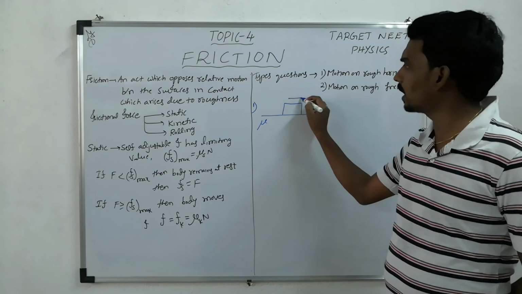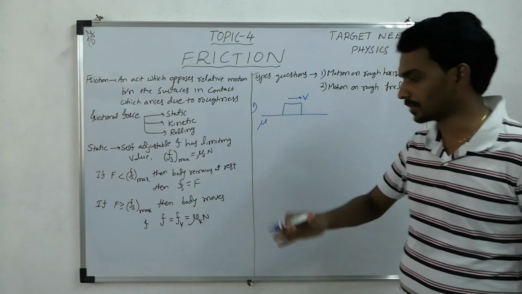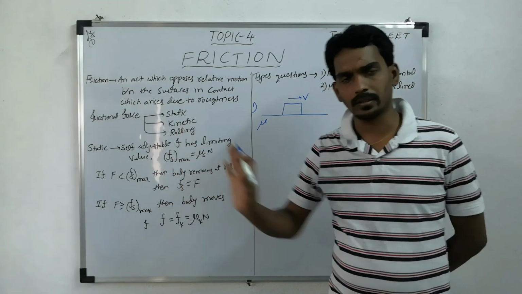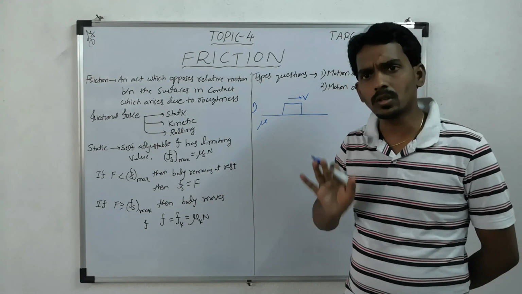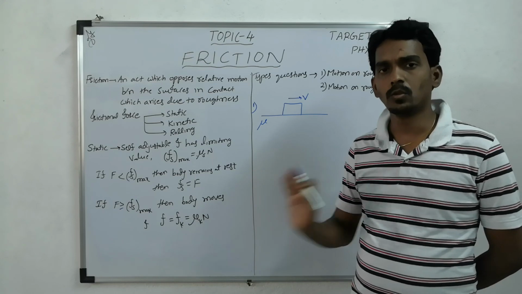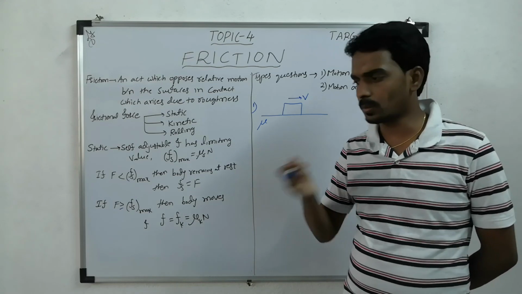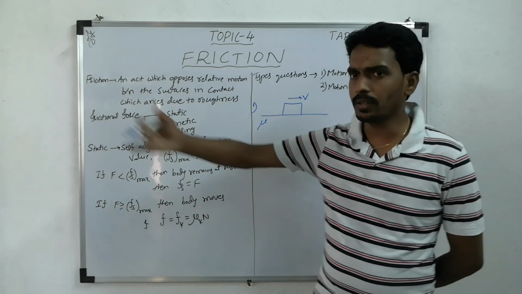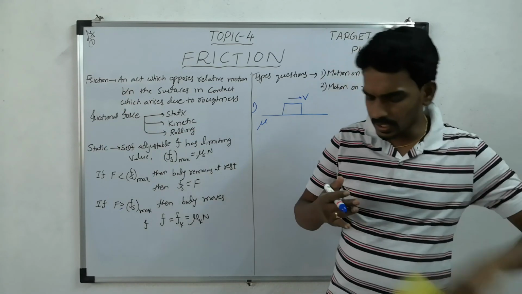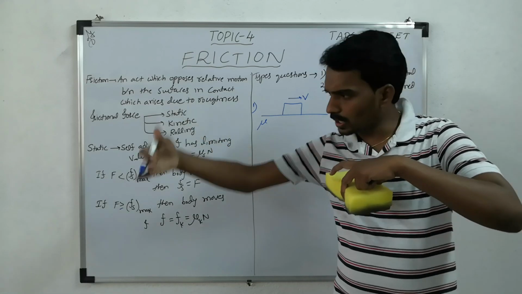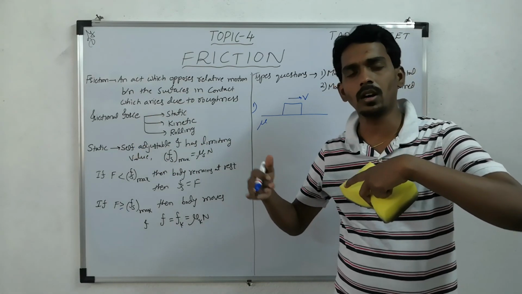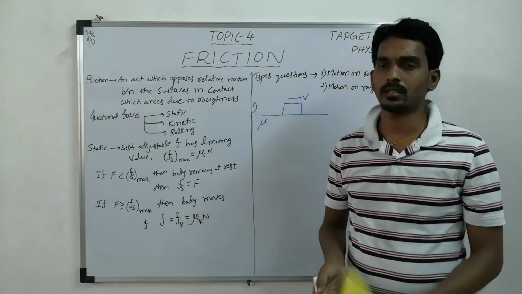Now, if you give some velocity to the body on the rough surface and leave it, then what happens? You throw a body, you don't apply the force continuously, you just give some momentum to the body and leave it. Then the body will move up to some distance and then come to rest. The total distance covered before coming to rest is called the stopping distance.